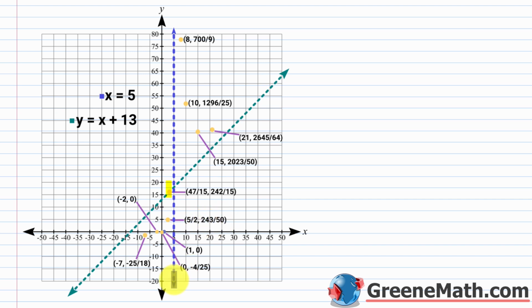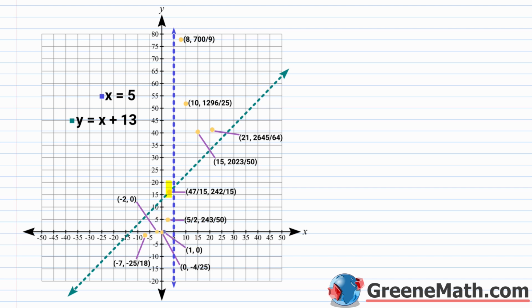Then when we get down here, this is where it gets really tight. So your -7, -25 over 18, your -2, 0. Again, that's your x-intercept where you're going to touch and turn around. Your 0, -4 over 25, that's your y-intercept. This is your 1, 0. Again, that's where you're going to cross through the x-axis.